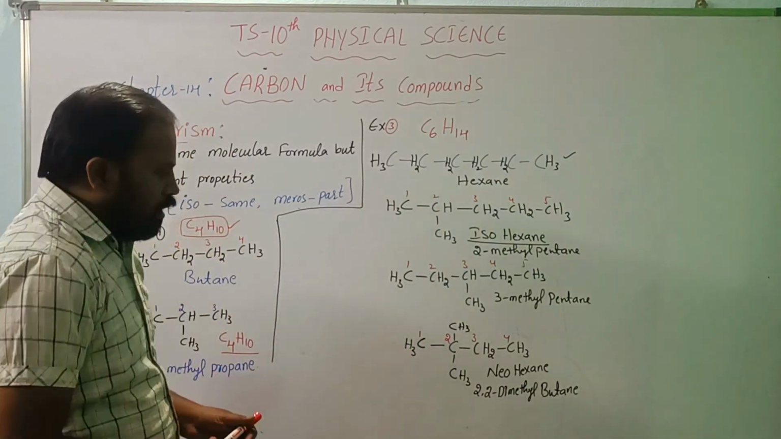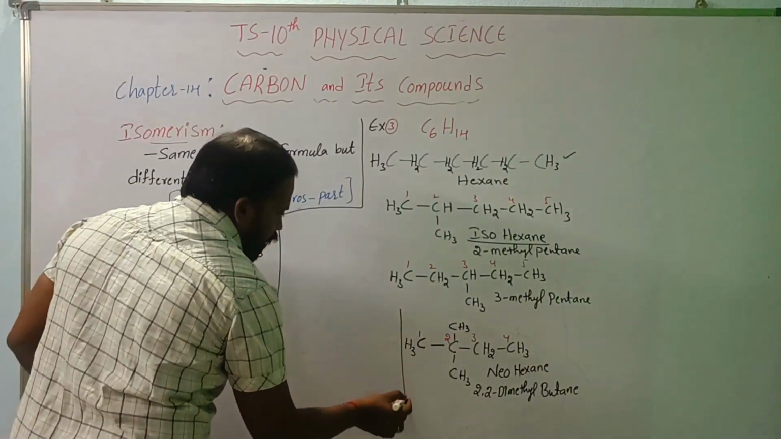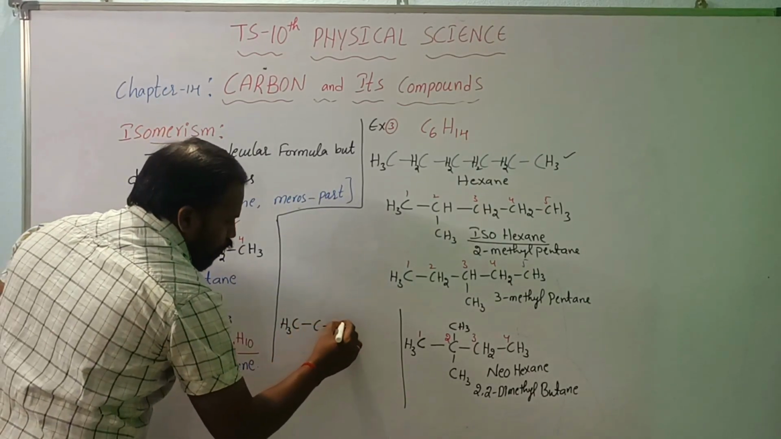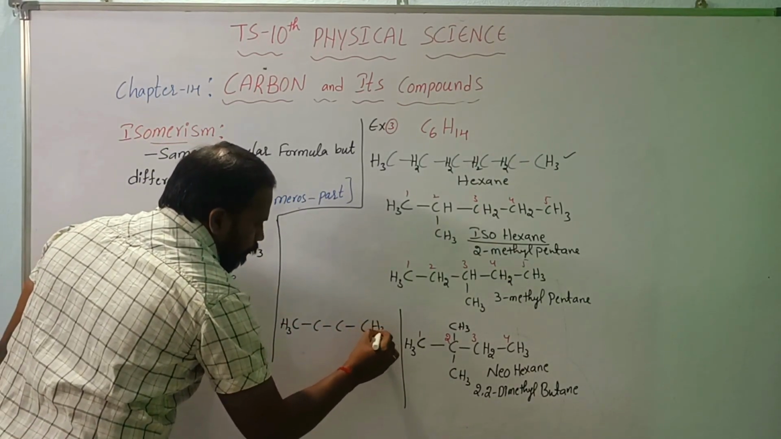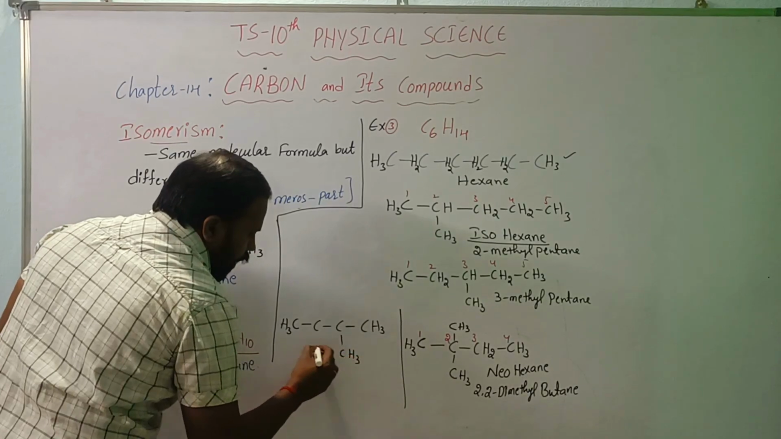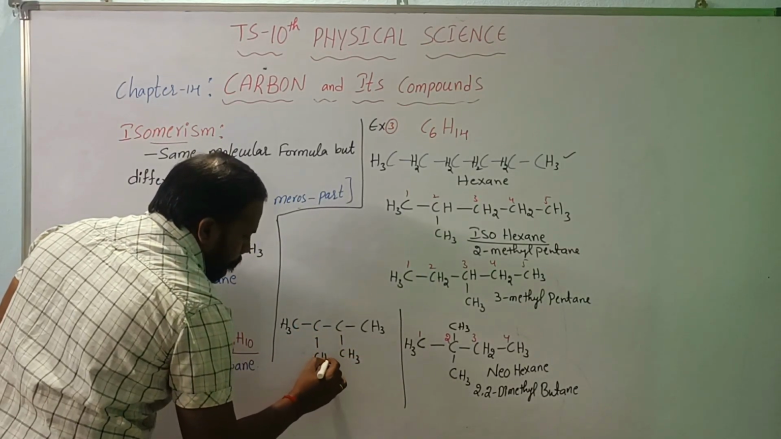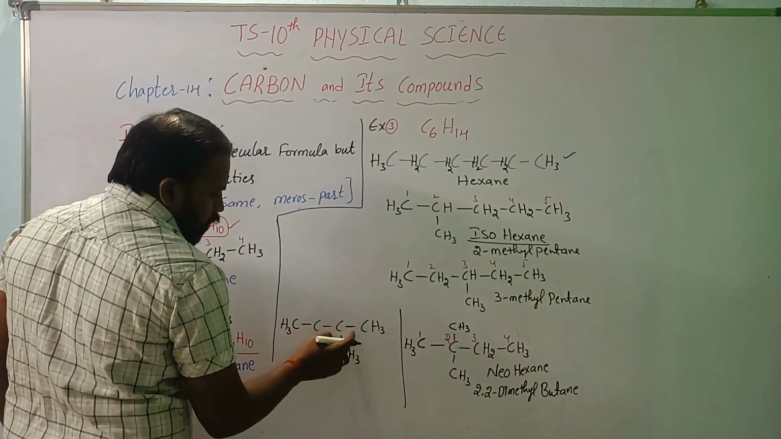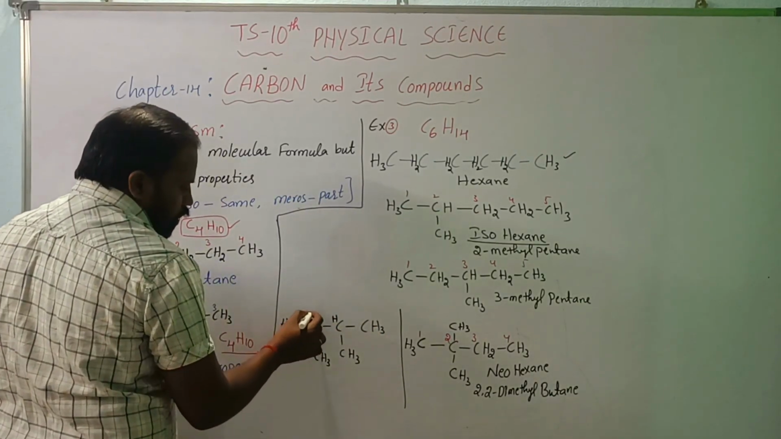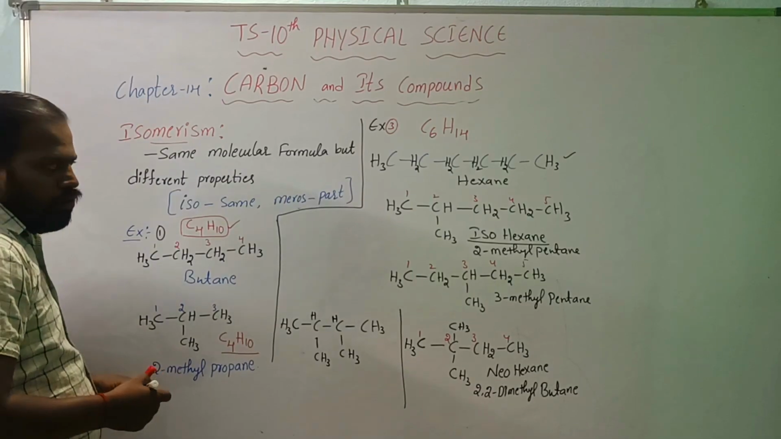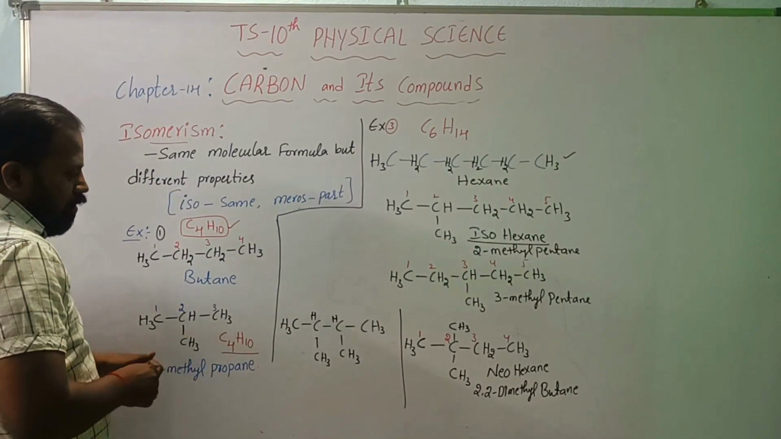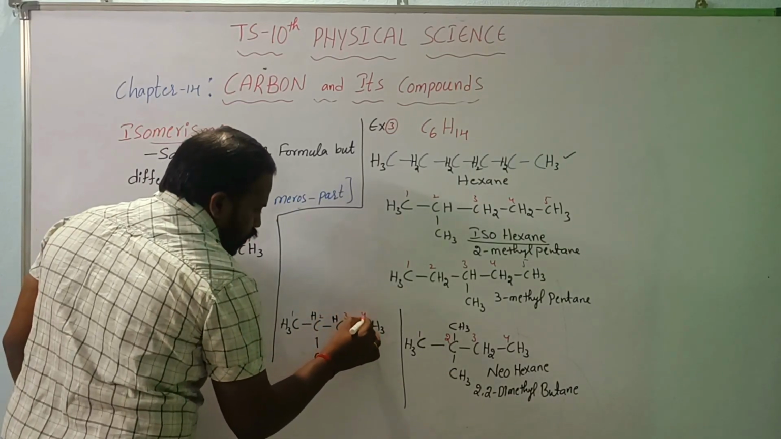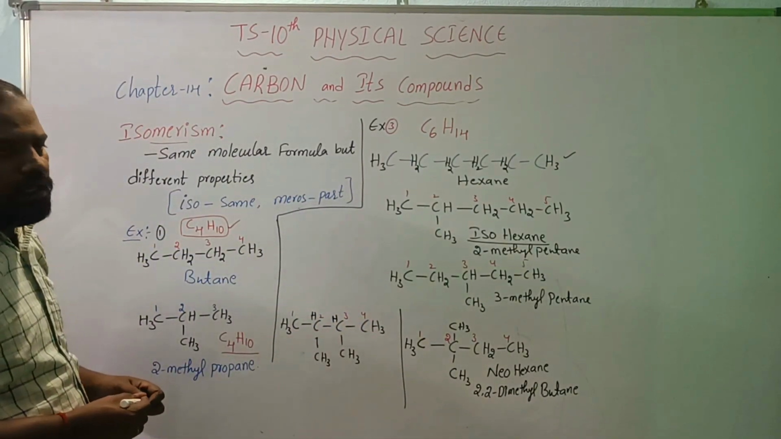Is there any other possibility? Let me check here. CH3. I am taking 4 carbons and 2 branches. So 3, 6, 9, 12. Here only 3 bonds are completed, so 1 hydrogen. Here also 3 bonds are completed, so 1 hydrogen. Total 14. How many carbons are in the longest chain? 1, 2, 3, 4. 4 carbons with the 2 branches.